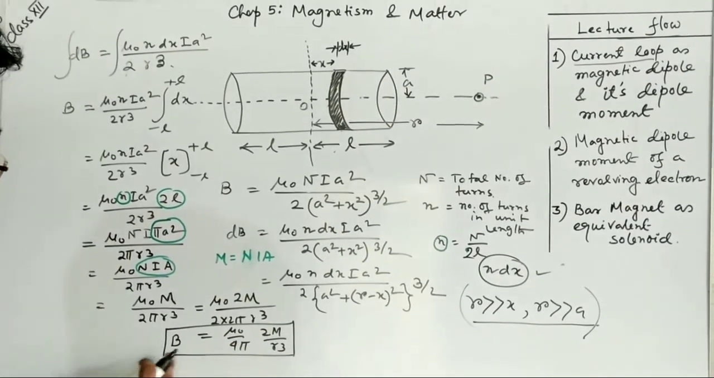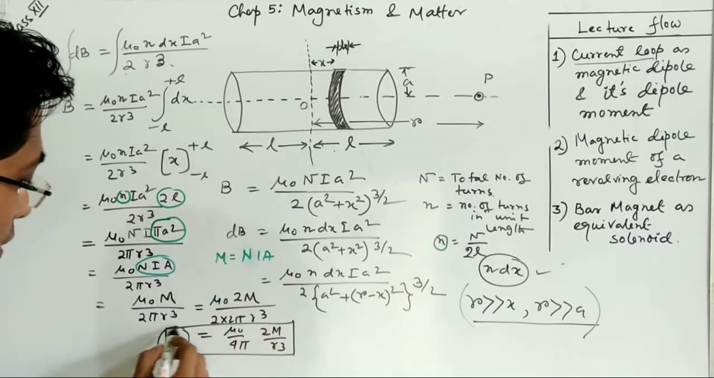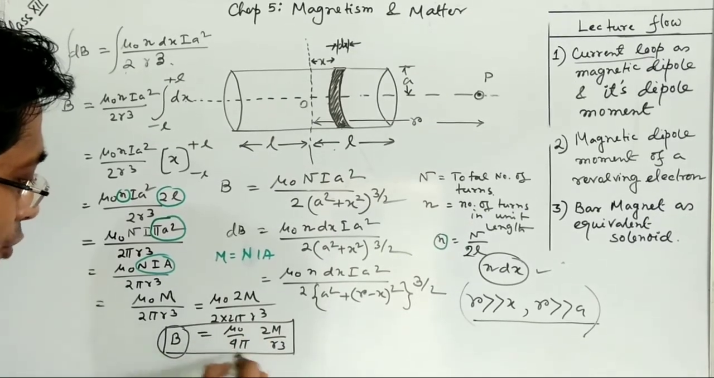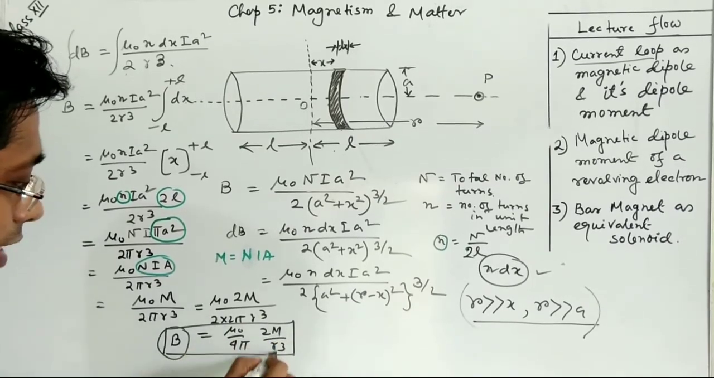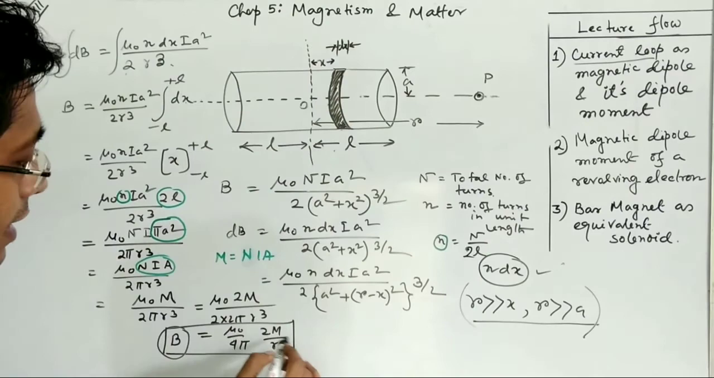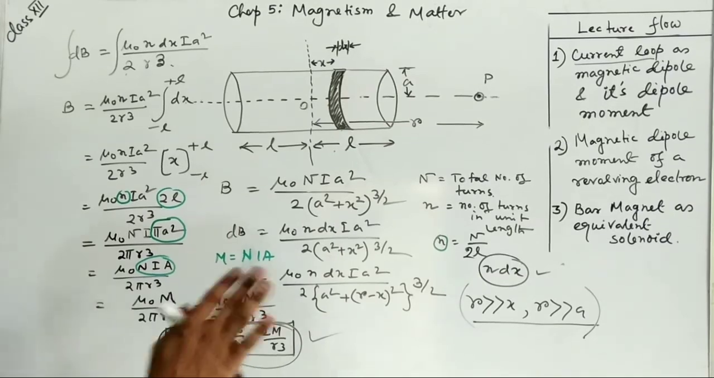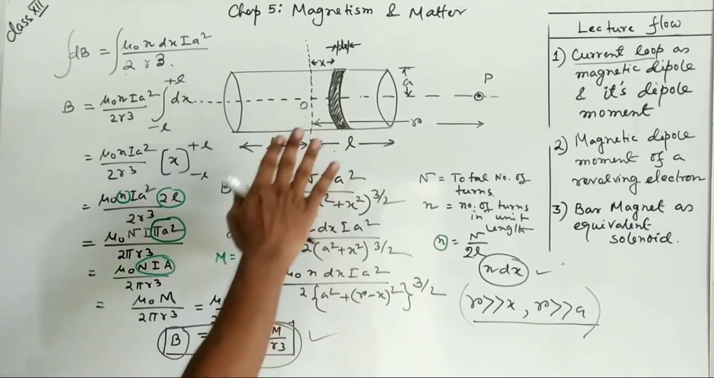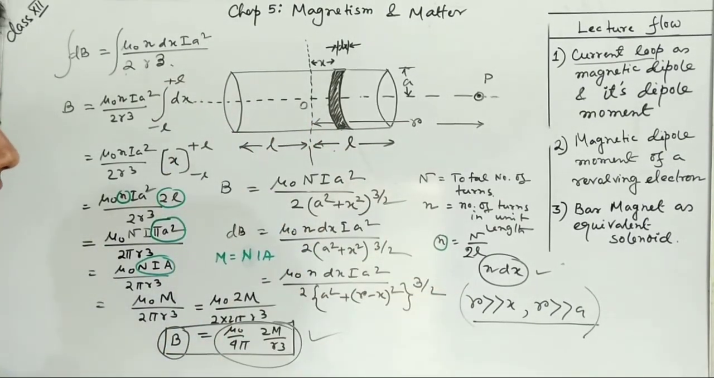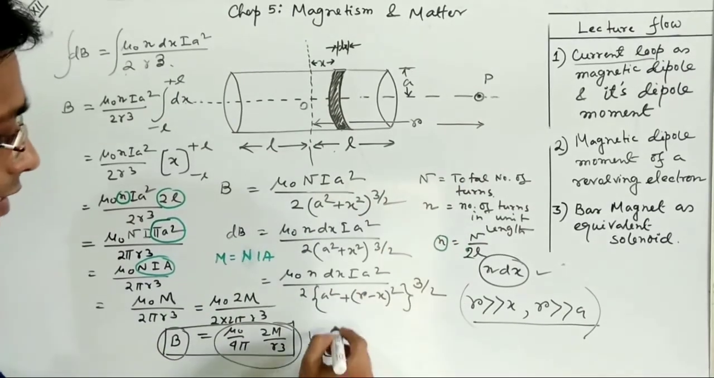This relation resembles the magnetic field that we found in my previous video due to a bar magnet. At the axial point, the magnetic field was mu 0 by 4 pi, 2m by r cube. Here also we have found the same expression for the case of the solenoid. You can compare this expression with the previous expression I have already deduced. So it clearly confirms, quantitatively as well as qualitatively, that the solenoid actually behaves as a bar magnet.